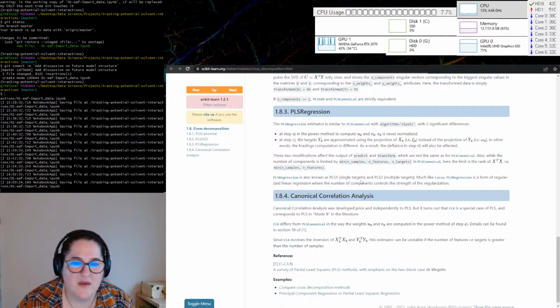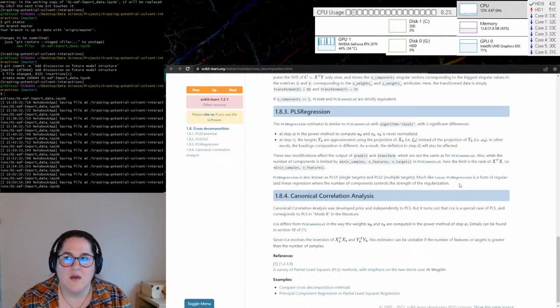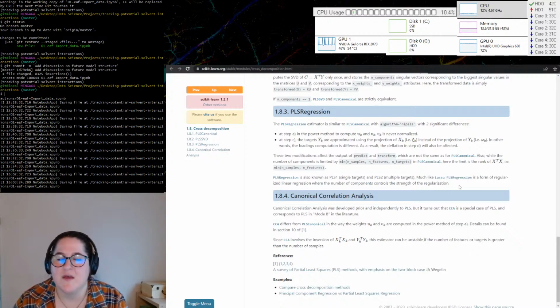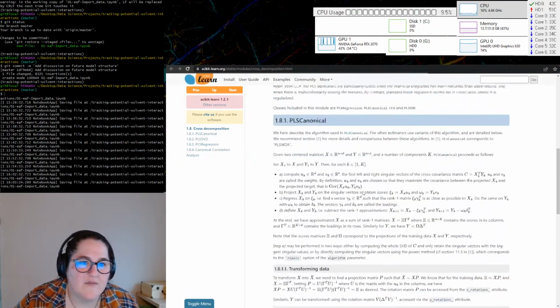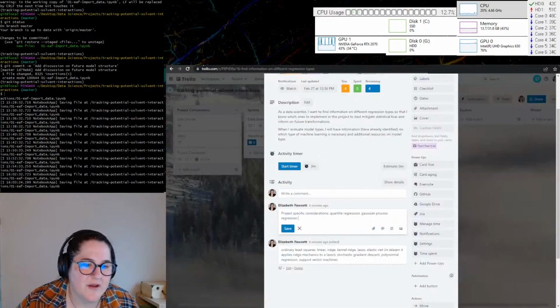Single targets, multiple targets. So this is like a lasso. Regularized linear regression where the number of components controls the strength of the regularization. What that means is the more features that we have, the more our weights or our coefficients are affected by the number of features present, meaning they'll be smaller. It's likely they'll be smaller. So this PLS, this cross decomposition, partial least squares, I'm going to put it here.